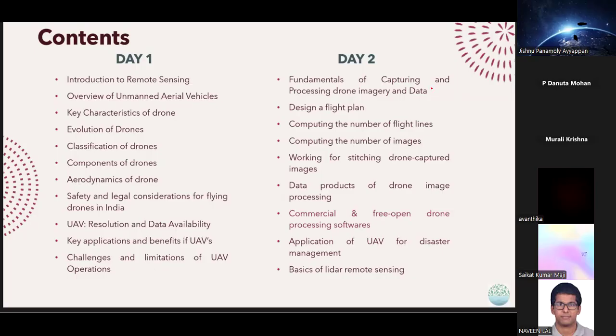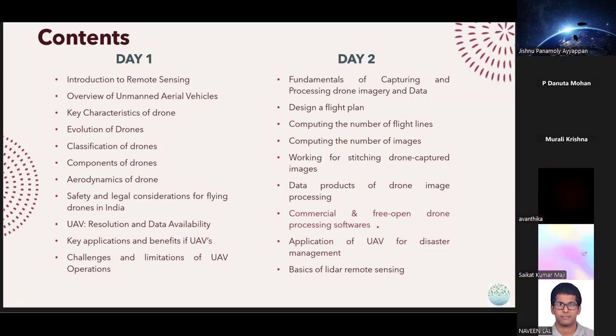Today we are going to talk about the fundamentals of capturing and processing drone imagery and data. Then we'll talk about how to design a flight plan and how to compute the number of flight lines that is necessary. Then we'll talk about computing the number of images, then about stitching drone captured images. Then we'll talk about what are the data products that we'll acquire through the drone image processing.